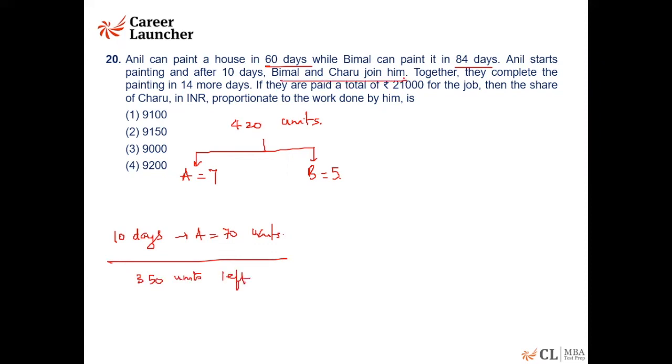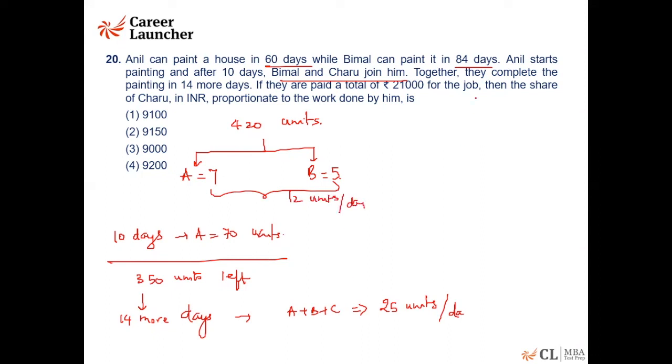Bimal and Charu join him. Together, they complete the painting in 14 more days. So if they're taking 14 more days, each day Anil plus Bimal plus Charu would do about 25 units per day. And we know that Anil and Bimal together do about 12 units per day, which implies Charu must be doing 13 units per day.